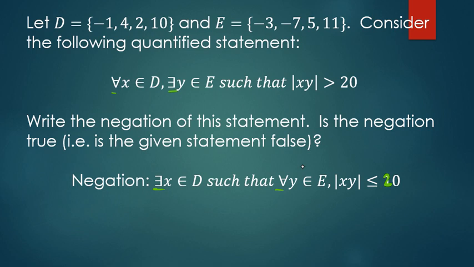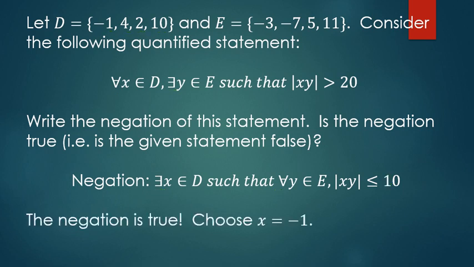Is that negation true? Can I pick one value in my set D such that if I take that x value and multiply it by any number that's in E, and I take the absolute value of that product, will it be less than or equal to 20 in every single case? It shouldn't take too much time to figure out that, yes, that is indeed the case. The negation is true. Therefore, the given statement is false.